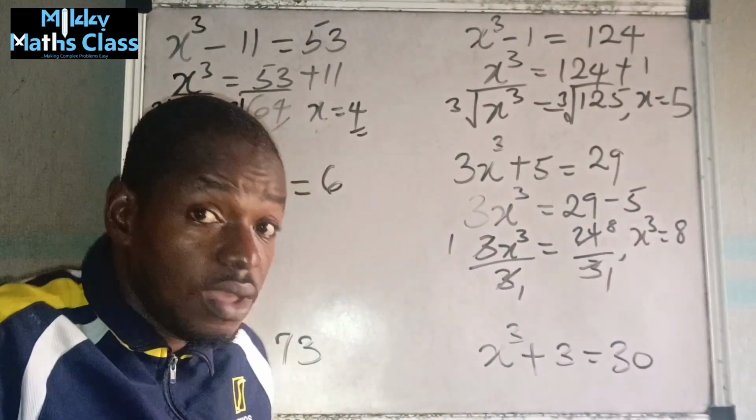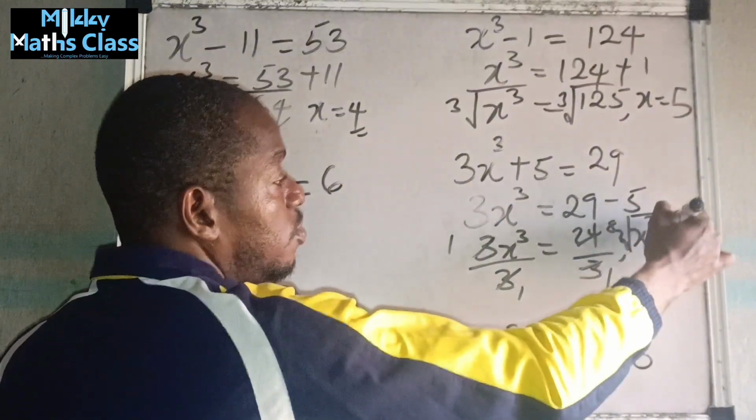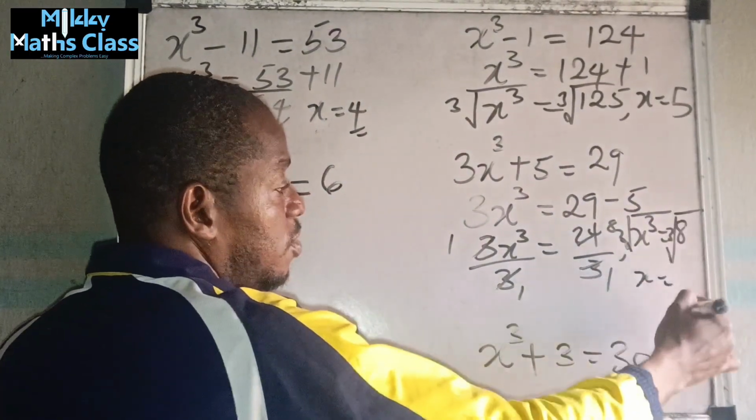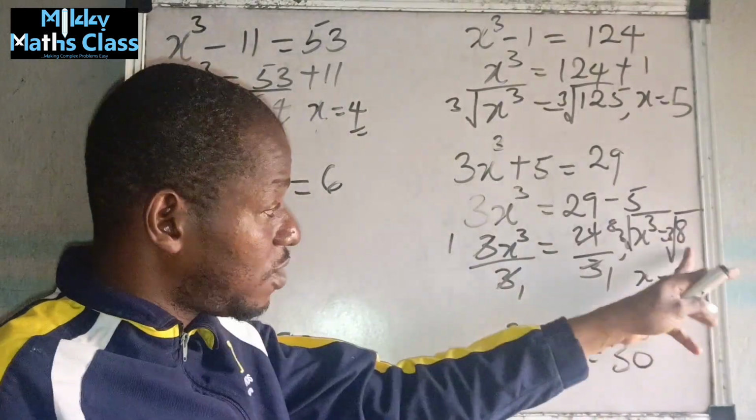Now, same thing. We are almost pretty much done. Take the cube root of both sides. So our x will be equals to 2, because 2 multiplied 3 times will give us 8.